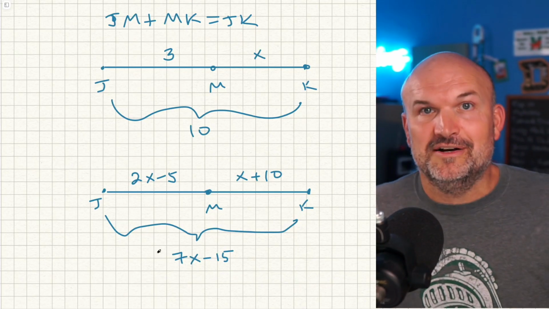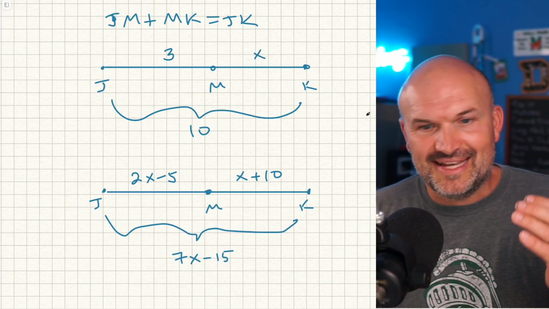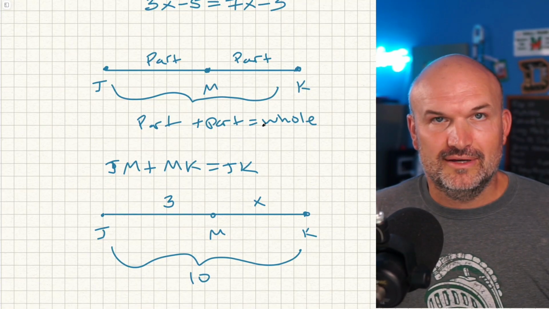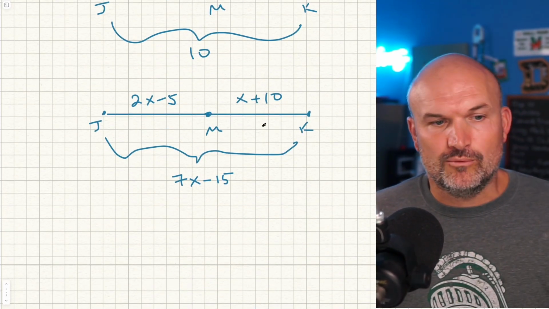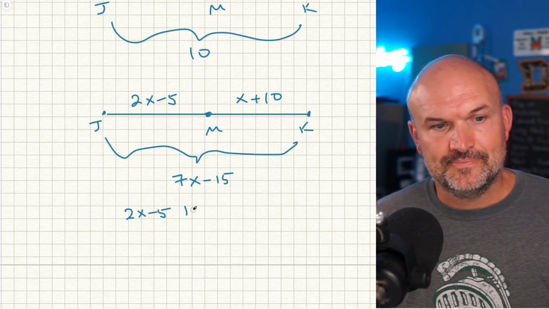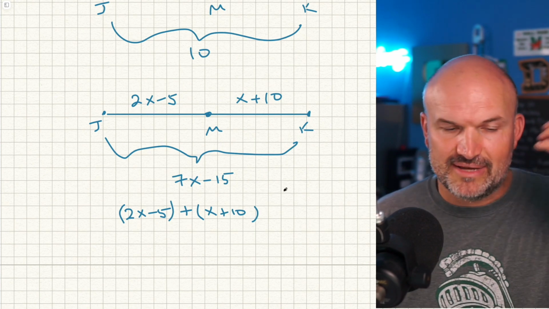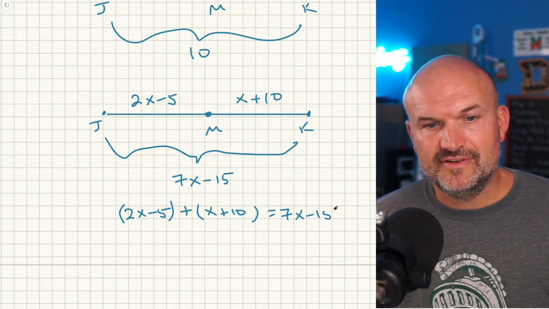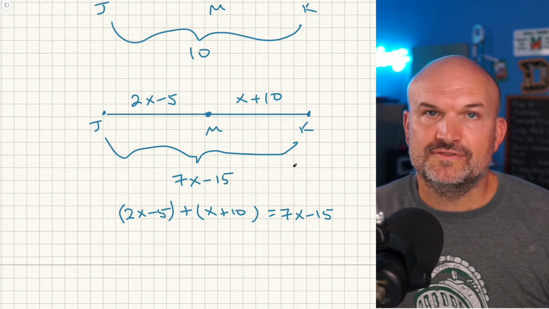There's all these variables, like what does everything mean? But again, just go back to the basics: part plus part equals whole. If you understand that, you say, I don't need to worry about all these values. I just know 2x minus 5 plus x plus 10. Sometimes you can put parentheses around them just to group them, to make sure you're doing part plus part, and then it's equal to the whole, 7x minus 15. Then you can go ahead and solve the linear equation.